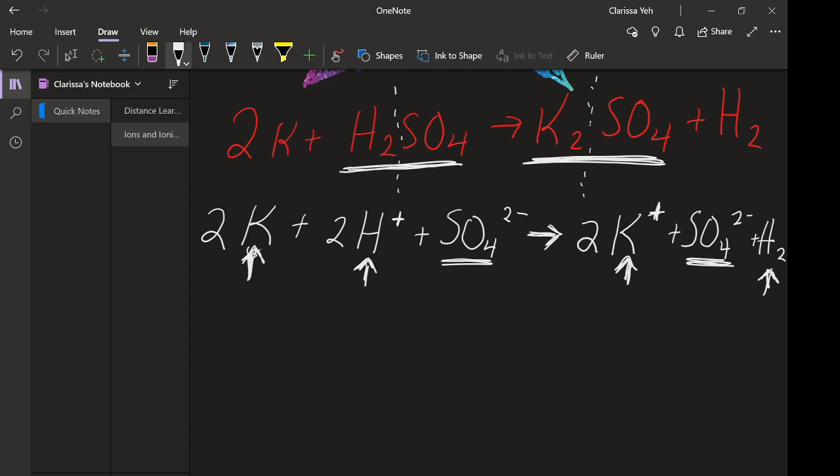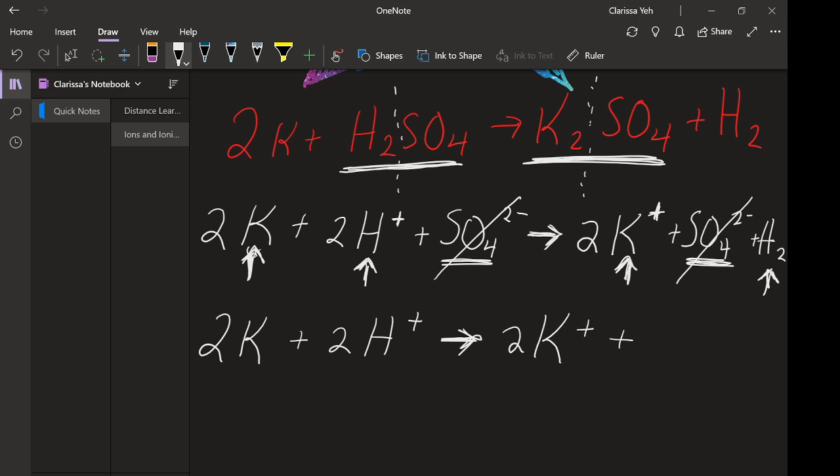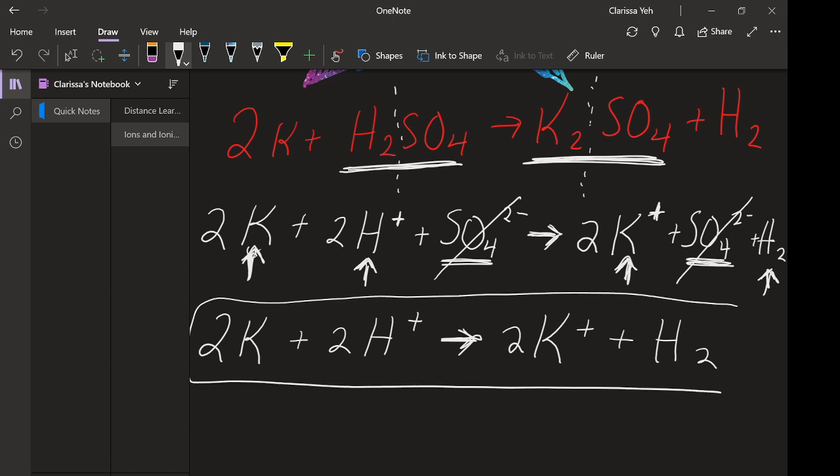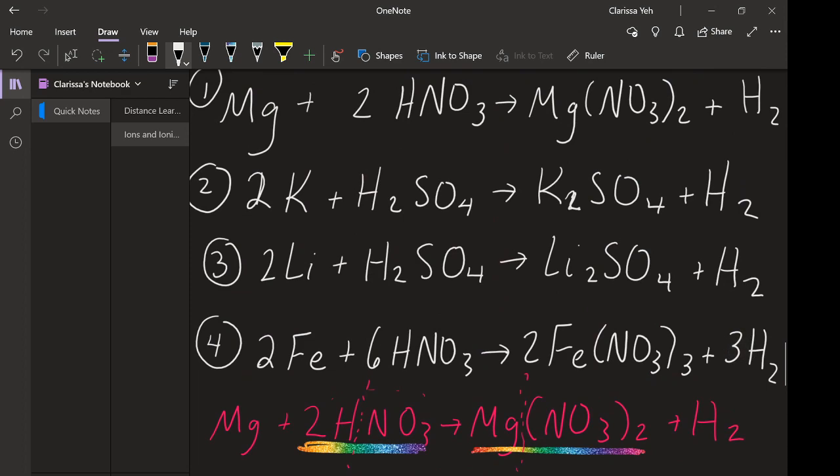So my SO4s, they are both SO4 2 minuses, so I can just cancel those out. And then I rewrite it out to be 2K plus 2 lots of H+, arrow, 2 lots of K+, plus H2. And that is my final ionic equation. Let's do Li, 2 Li, H2.